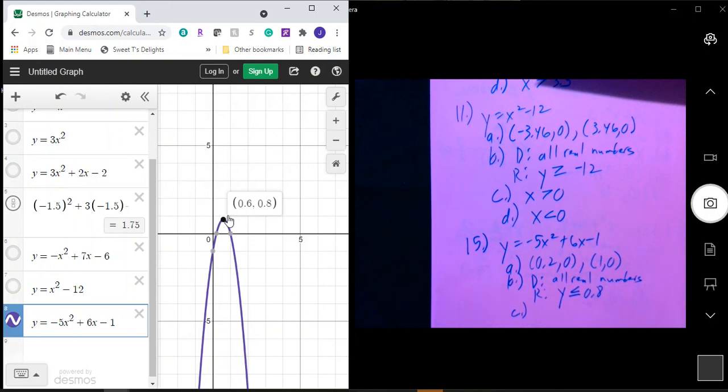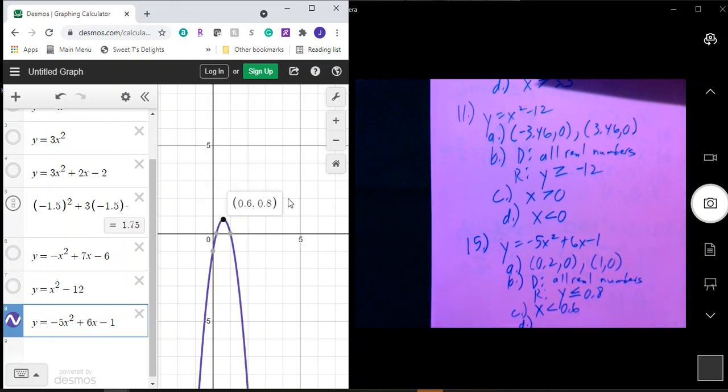Okay, C, we want to go over the horizontal interval that the function is increasing. So looking at this from left to right, it is increasing for values that are less than 0.6. So x must be less than 0.6. And then finally, where it's decreasing, x must be greater than 0.6.